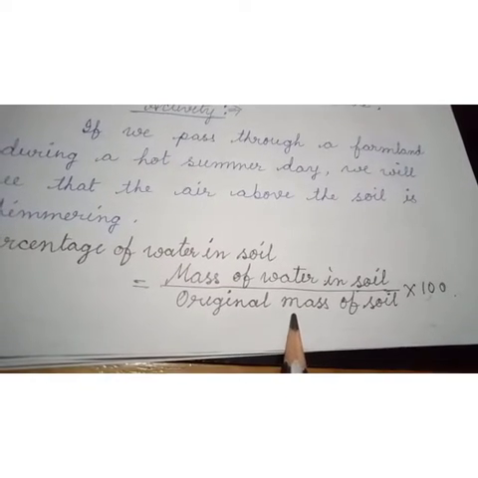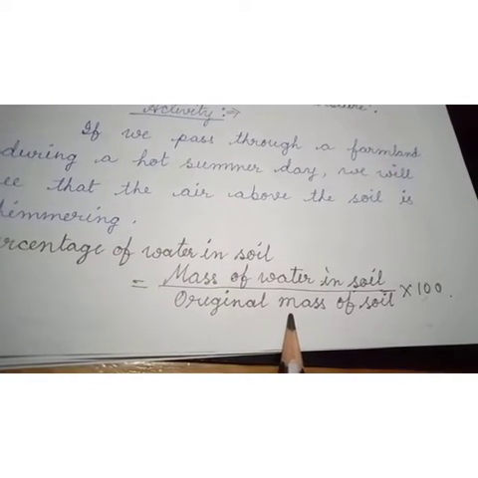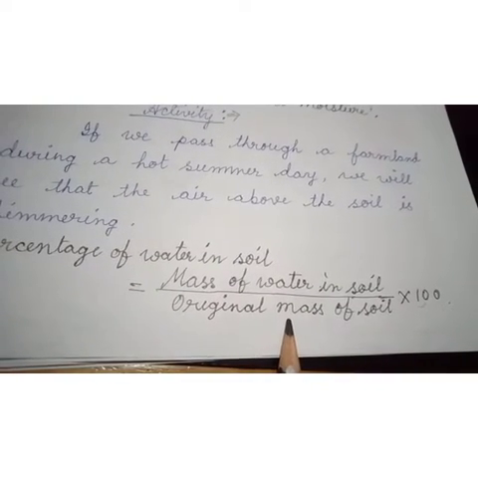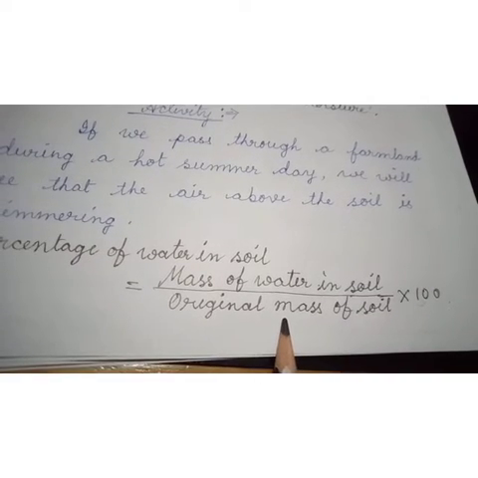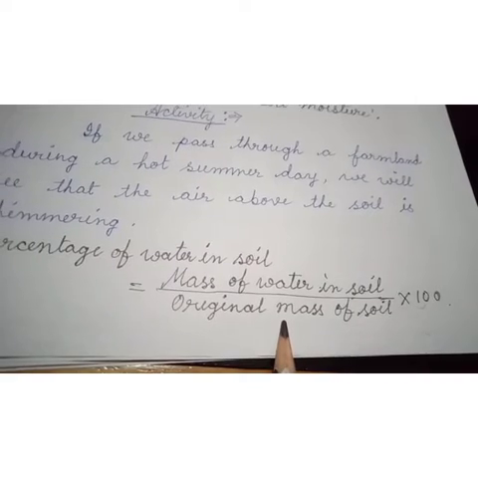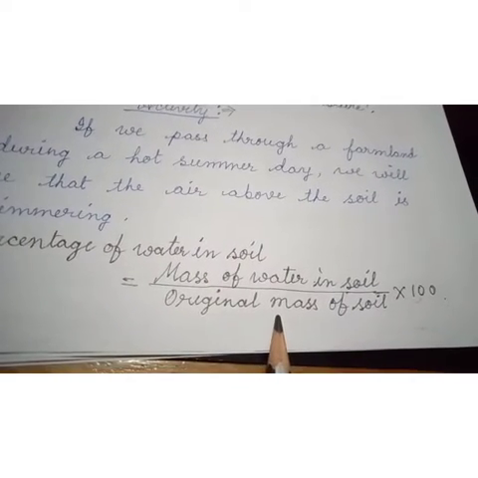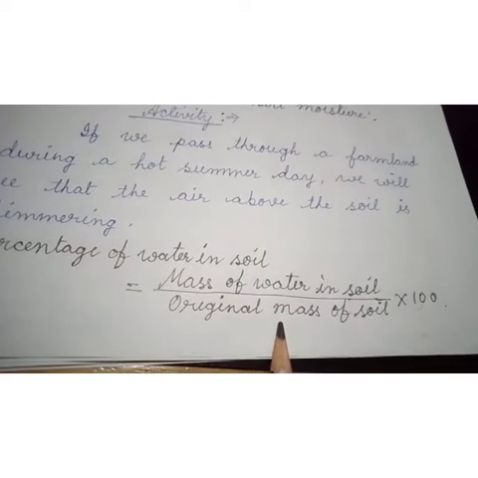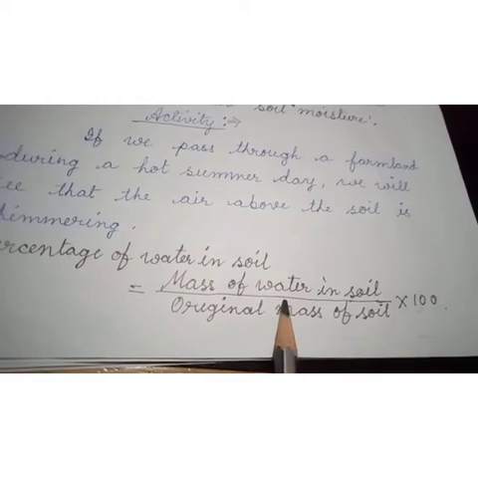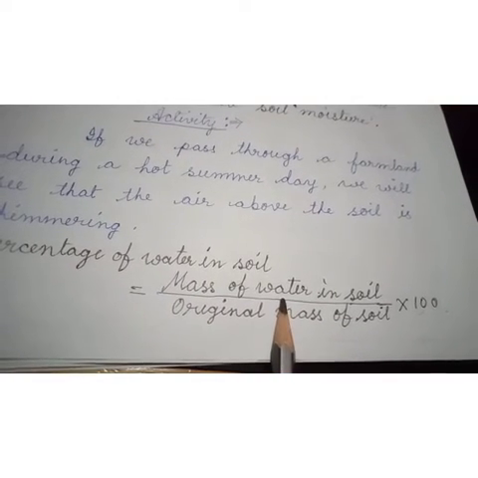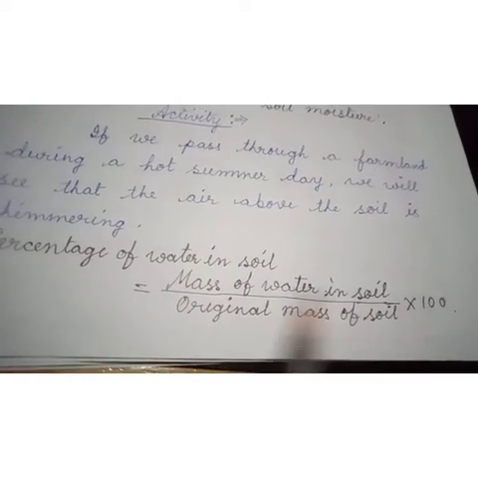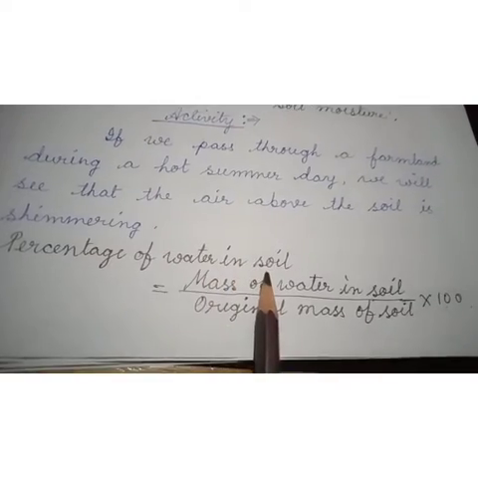Place this soil on a newspaper and keep it in bright sunshine to dry. After drying, weigh the soil again. This will give us the mass of dry soil. Subtract the mass of dry soil from the original mass of soil. The difference in the mass of soil before and after will give us the mass of water in soil. And if we multiply this value with 100, it will give us the percentage of water in the soil.